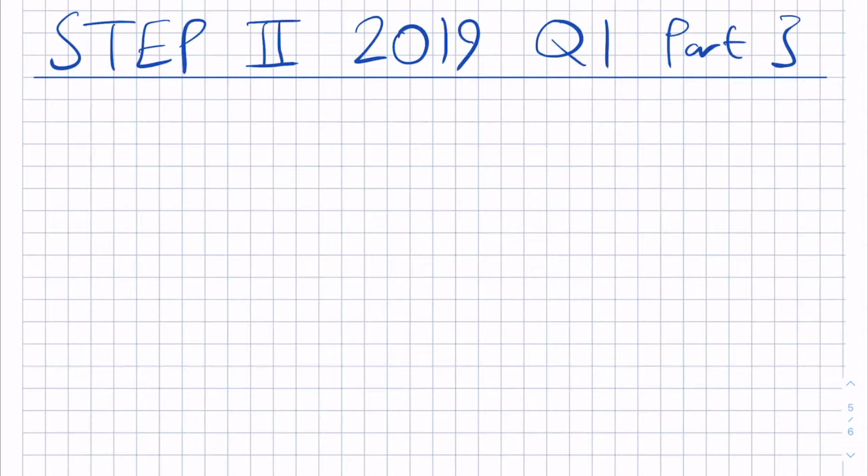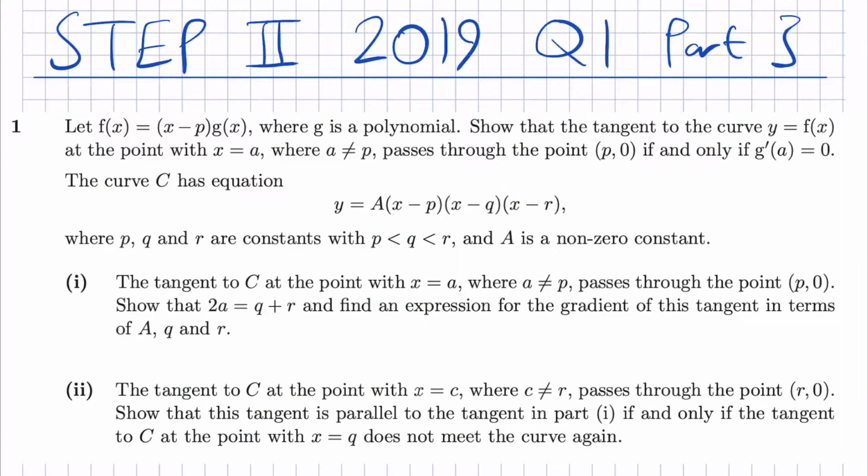The question says, the tangent to C at the point with x equals c, where c is not equal to r, passes through the point r, 0. Show that this tangent is parallel to the tangent in part I if and only if the tangent to C at the point with x equals q does not meet the curve again.